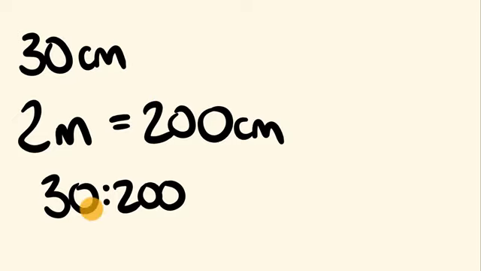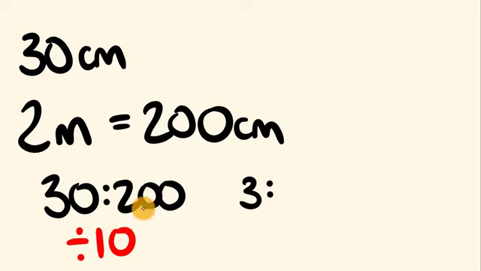This leads us to one extra bit here. This ratio can also be simplified. As you can see, this ratio can be made more simple. If you can see a number that goes into both numbers here, you can reduce it down. As you can see here, the number 10 goes into both of these. So we can divide both of these by 10. And when we do that, we get the ratio now as 3 is to 20.